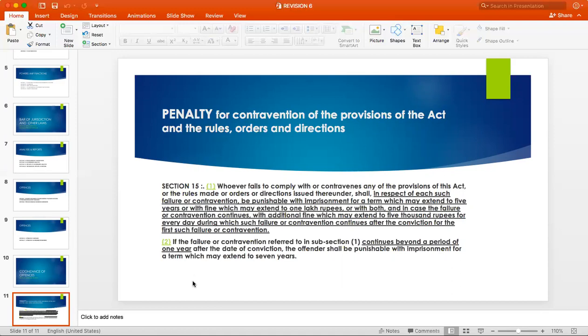So when we talk about the penalty provision, we also talk about the citizens suit provision, as section 19 clearly says. Any person has the right to move the court complaining of an offense under this act, provided that person has given notice of not less than 60 days to the government, showing his intention to file a complaint. After giving 60 days' notice to the government, a citizen may prosecute the offender by filing a complaint to a magistrate.